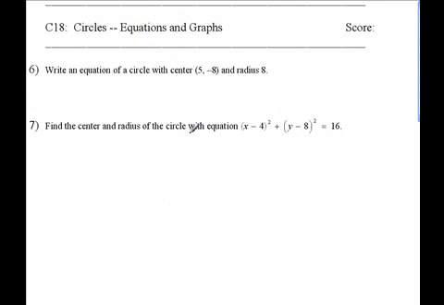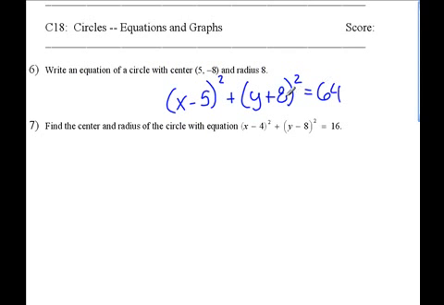Number 6, we've got to write an equation of a circle with a center at 5, -8, and a radius of 8. Actually, this one, if you know what you're doing, you just write your answer and you're done. So let's write the answer and then we'll talk about it. x minus 5 quantity squared plus y plus 8 quantity squared equals 64 is the right answer. Let's go ahead and talk about that.